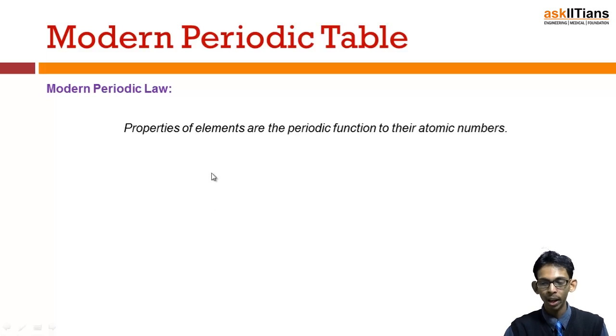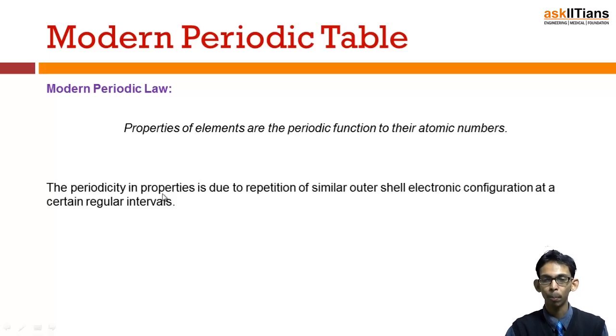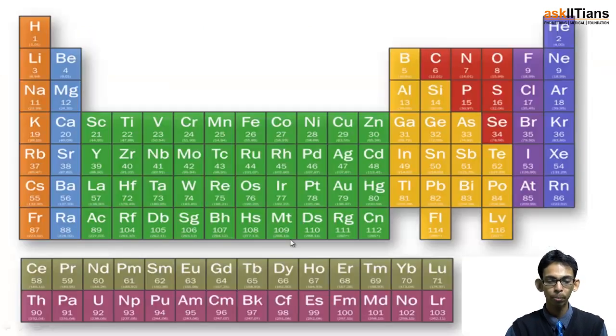That means when we arrange the elements in increasing order of their atomic numbers, we find that the properties of elements are repeated after a certain interval, and that's why it is called a periodic function of their atomic numbers. And this periodicity in the properties is actually due to the repetition of similar outer shell electronic configuration after certain regular intervals. And this is how the modern periodic table looks.